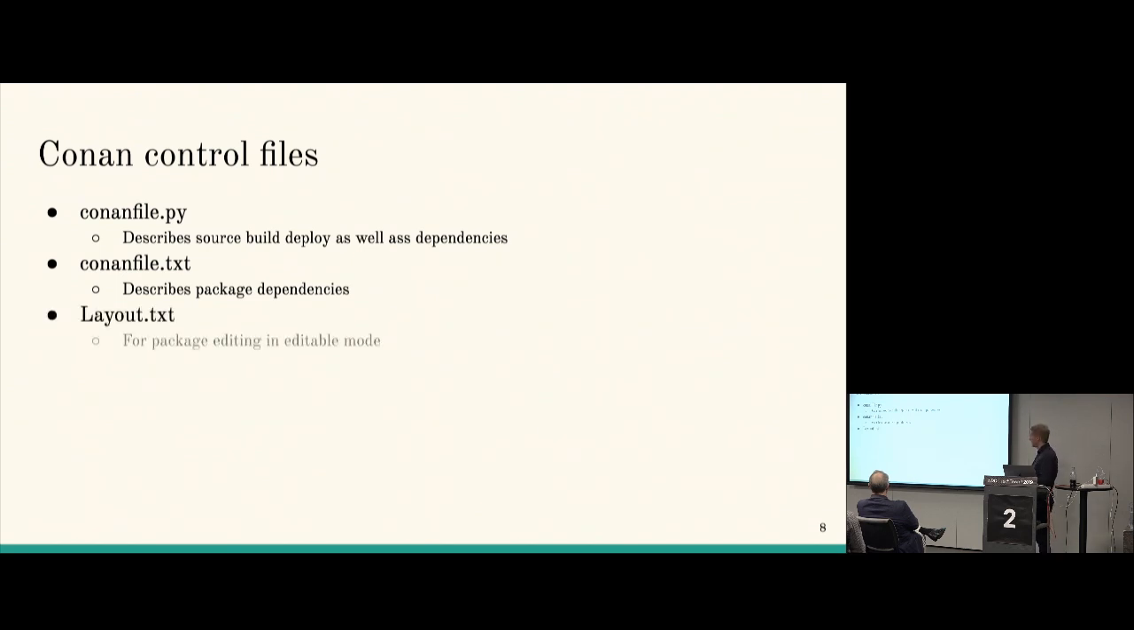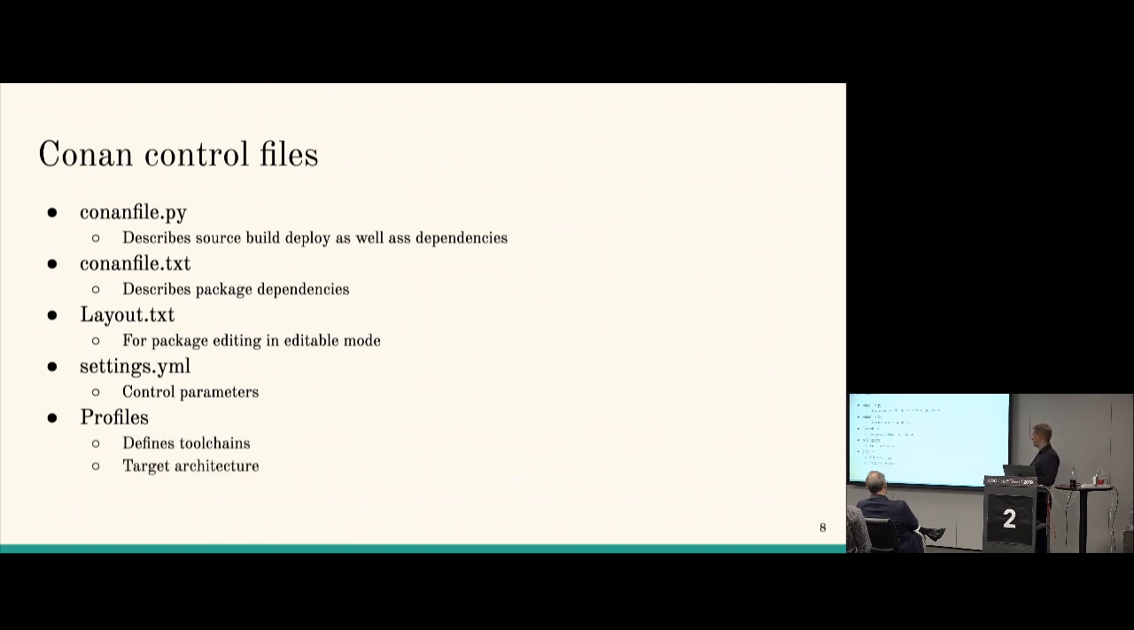You have the layout text, which is for editing packages in editable mode. You have a YAML file saying what you're allowed to say, like, can I use this compiler? Let's say you bring down a brand new compiler and Conan doesn't really support it, you can add it there. So that's control parameters, and you've got the profiles, which define which toolchains you're using, the target architecture, and also you can define dependencies in profiles.